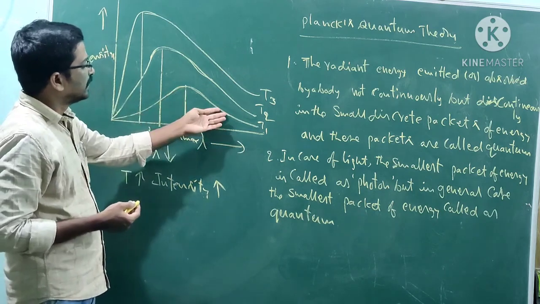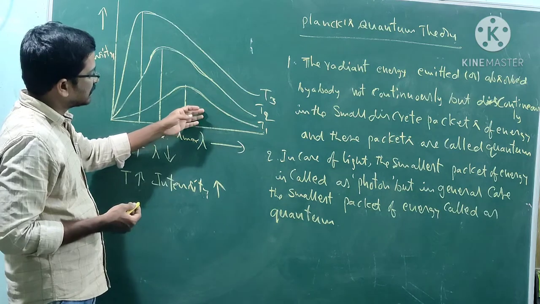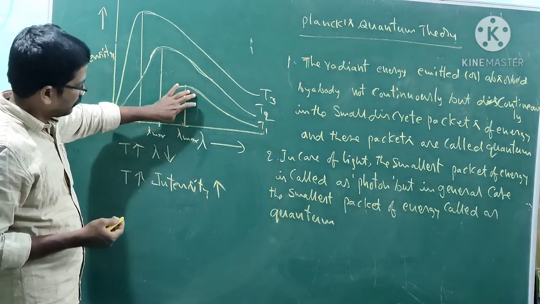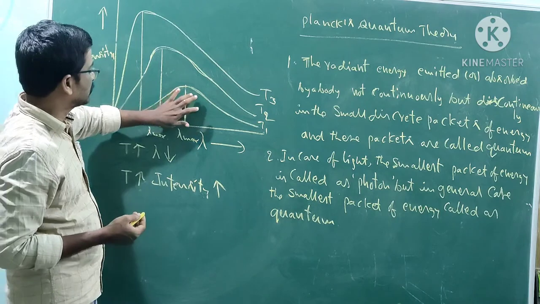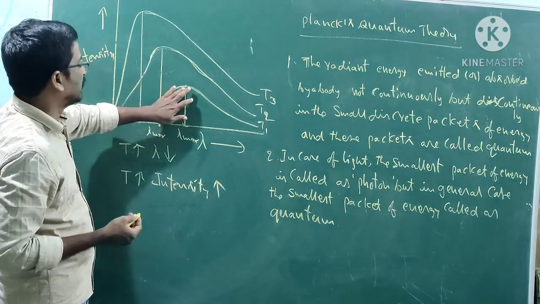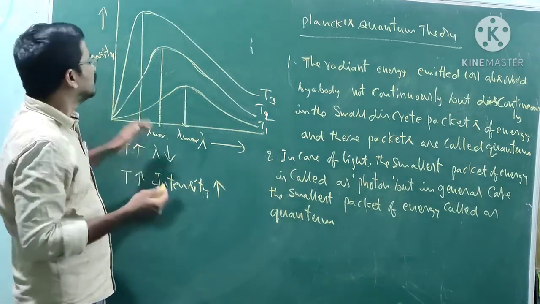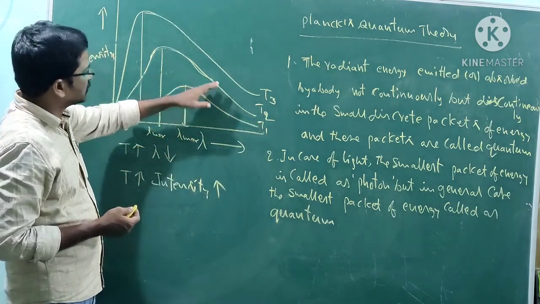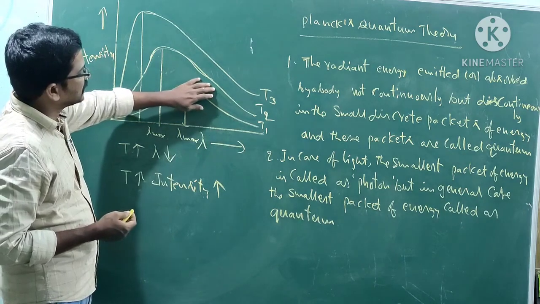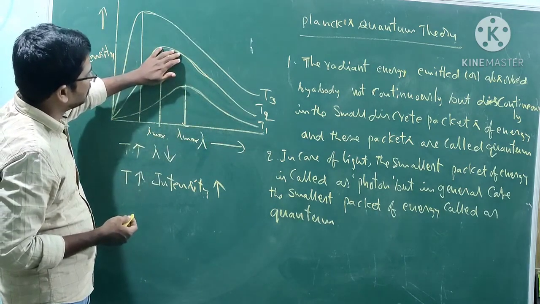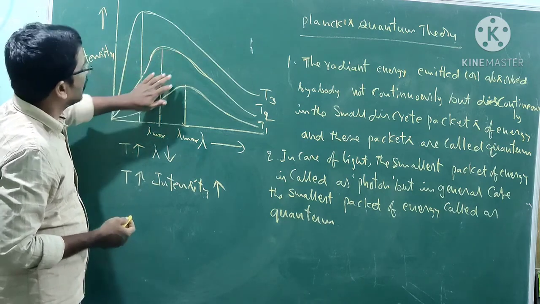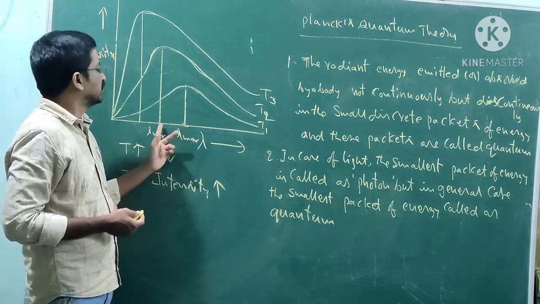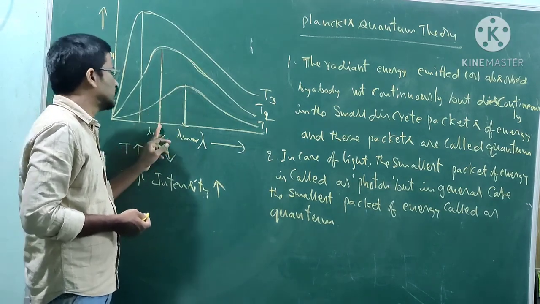So intensity increases with decreasing lambda, as lambda goes to a shorter value, reaches the maximum and then starts decreasing. If you increase to a higher temperature for a black body, the intensity again increases, reaches the maximum, and then decreases, and the lambda maximum goes to a shorter wavelength compared to the earlier one.